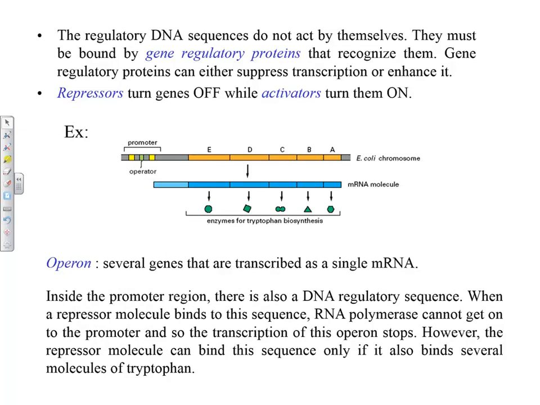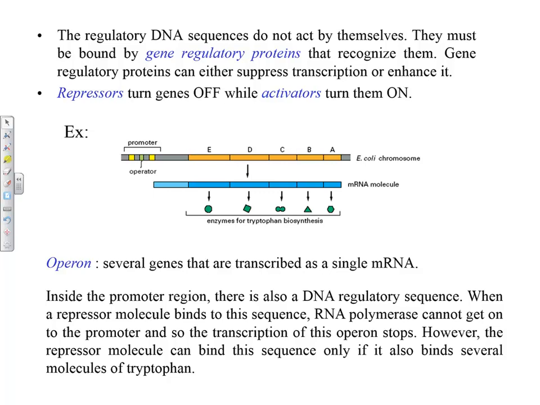Now, in the promoter region, you have these regulatory DNA sequences. These sequences don't act by themselves; they have to be bound by gene regulatory proteins, which will recognize them. Gene regulatory proteins can either suppress transcription, shutting it off, or enhance transcription. So activators will turn genes on, and a gene turning on means transcription is starting, a corresponding stretch of DNA is being copied into messenger RNA. Off means transcription is shutting off, so repressors would turn genes off.